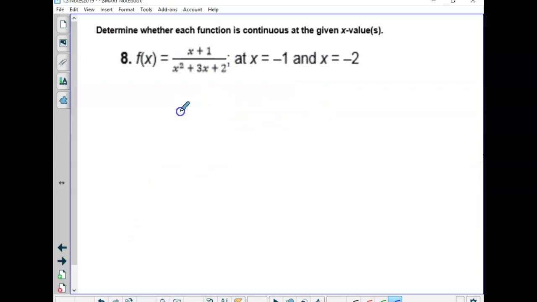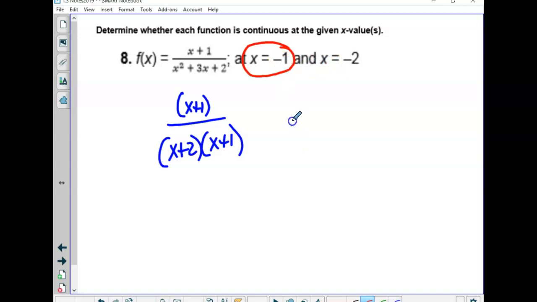All right, what about this one? I think we should factor the bottom. What do you think? X plus 2, x plus 1. Now, before we divide anything out, the question says, is it continuous at -1?